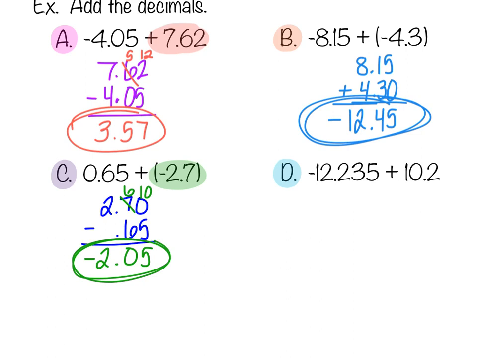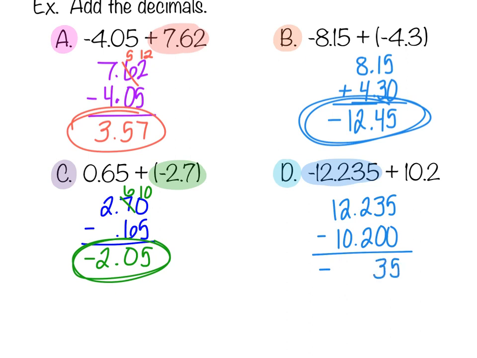And then example D, again, we have different signs. So we're going to subtract, and we're going to write 12.235 minus 10.2, and we're going to add some extra zeros there. Different signs, subtract. Keep the sign of the larger number. You can already tell that the larger number here is negative, so we will get a negative answer. You can actually do that before you even subtract. 5 minus 0 is 5, 3 minus 0 is 3, 2 minus 2 is 0, drop down the decimal point, 2 minus 0 is 2, and 1 minus 1 is nothing. So our answer is negative 2.035.